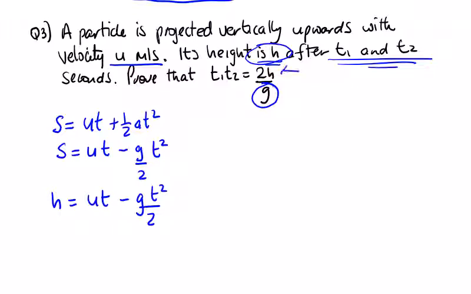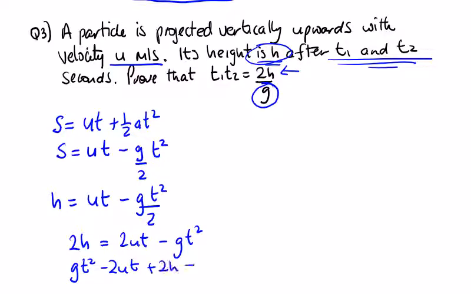So if I multiply by 2, I'll get this 2h in here. 2h is equal to 2ut, multiplying everything by 2, minus gt squared. Now this looks like a quadratic. The quadratic is gt squared minus 2ut plus 2h is equal to 0. Now in the normal questions we'd solve this and get 2 values for t. We could do it another way as well, but let me solve it first and get 2 values for t.